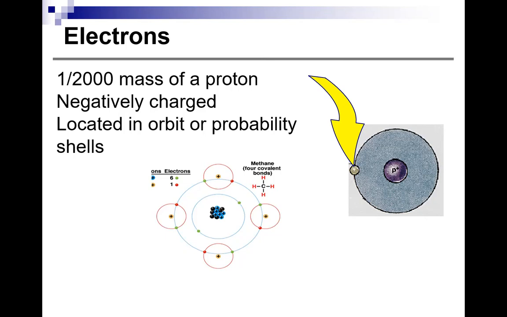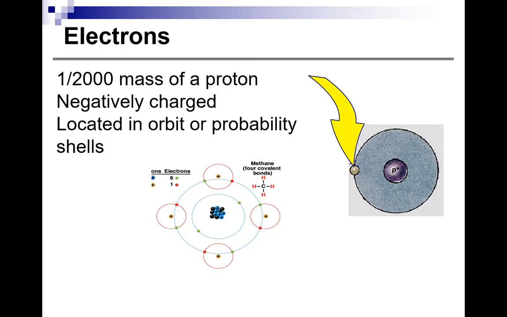Very, very small. So it's negligible when we look at the mass of that electron compared to the proton or the neutron. So they don't add that in when they're doing the atomic weight or atomic masses of atoms. So it's much, much smaller. The electrons are negatively charged. So the protons are positively charged, neutrons are neutral, electrons are going to be negatively charged.